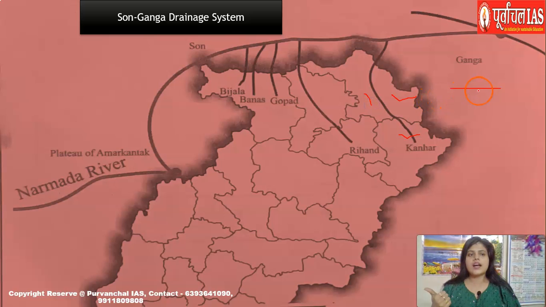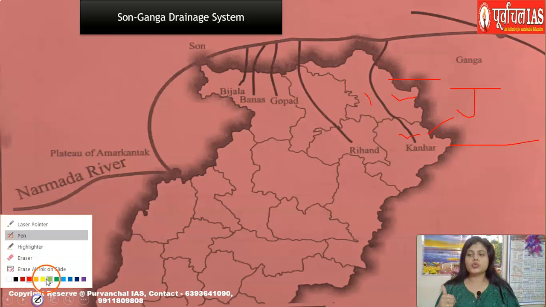This is Jharkhand. I have actually taught you this, which state touches the boundary of Chhattisgarh. So here we have Jharkhand touching the boundary of Chhattisgarh with these two districts, Balrampur and Jashpur, and Kanhar river makes a boundary between the two.